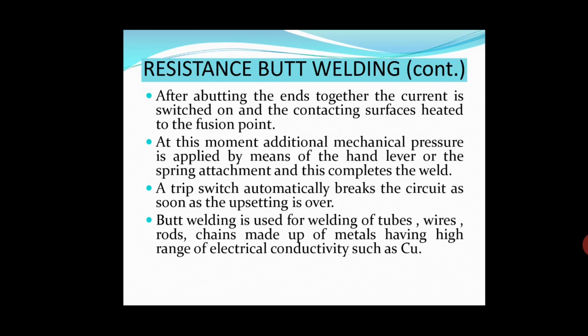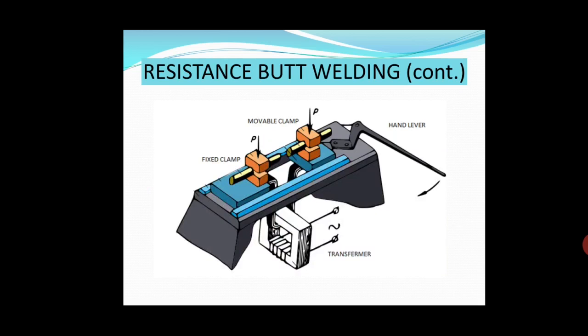A trip switch automatically breaks the circuit as soon as the offsetting is over. Once the hand lever provides pressure, the weld completes, and just after the completion of the weld, the trip switch automatically stops the flow of current. Butt welding is used for welding of tubes, wires, rods, chains made of metals having high electrical conductivity, such as copper. So this is the diagram of resistance butt welding.